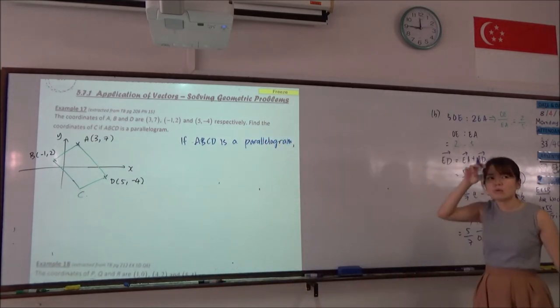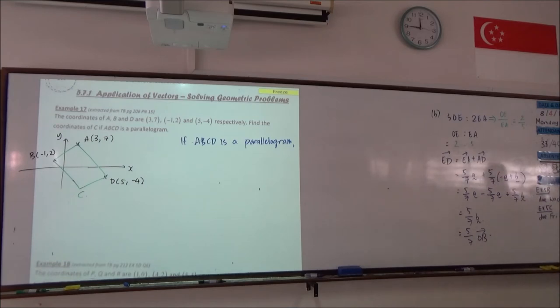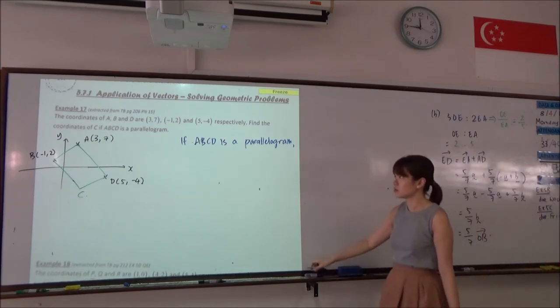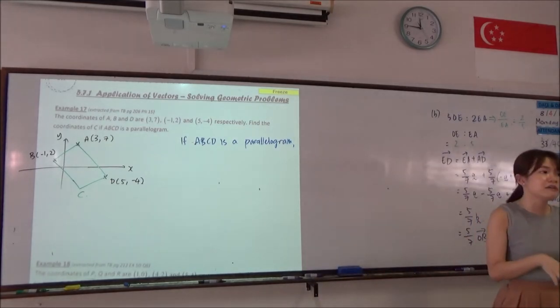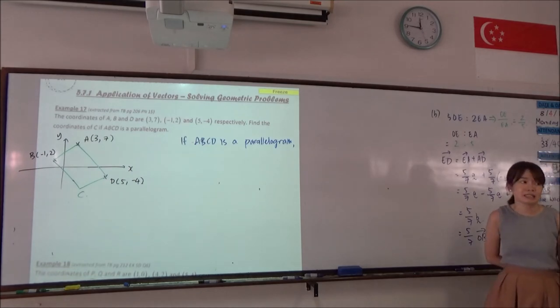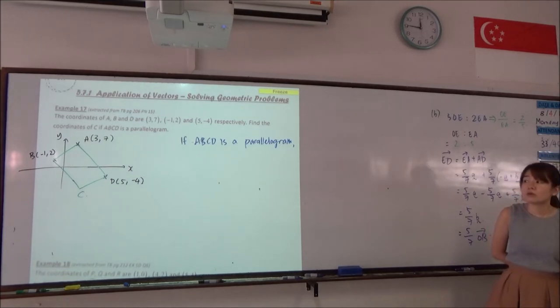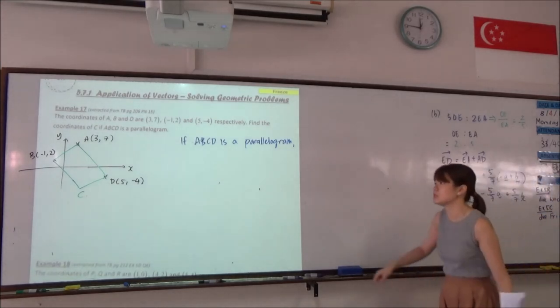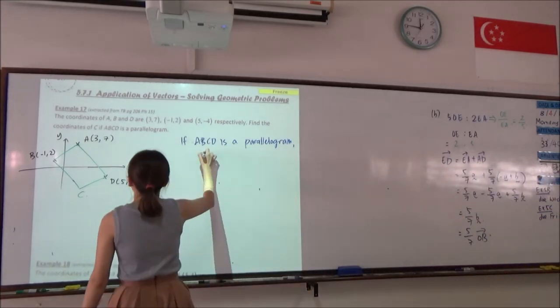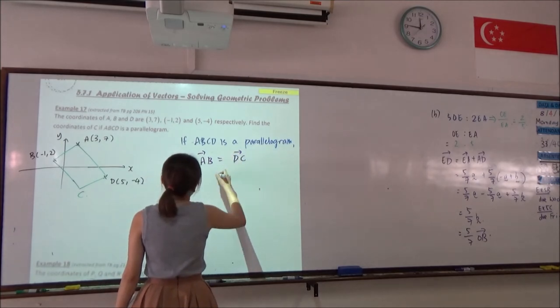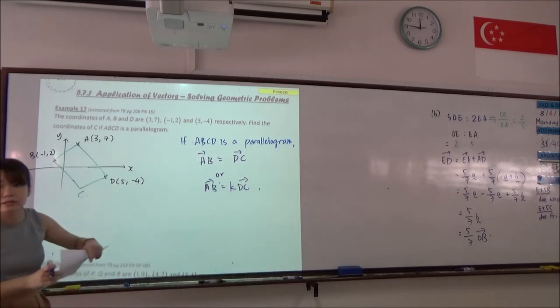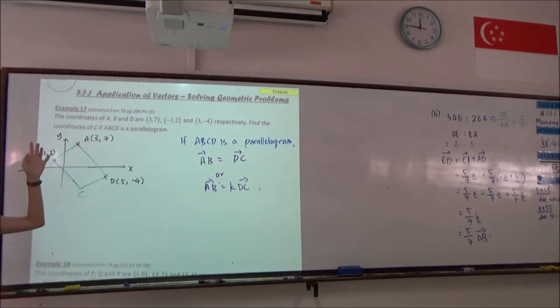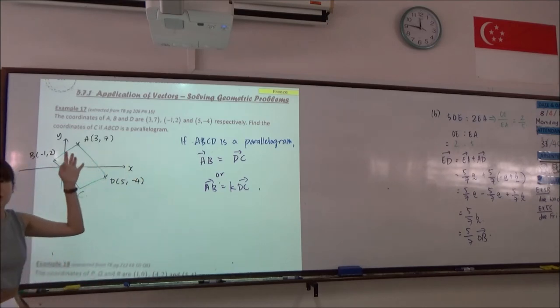So now if A, B, C, D were to be a parallelogram, what can you deduce out of this information? What does that mean to you? If you are looking at vectors, we are focusing on vectors itself. AB must be equal to DC, or is it a scalar multiple? Who says option 1? That these two vectors will have to be equal. Who says option 2? Then the rest? Don't know?